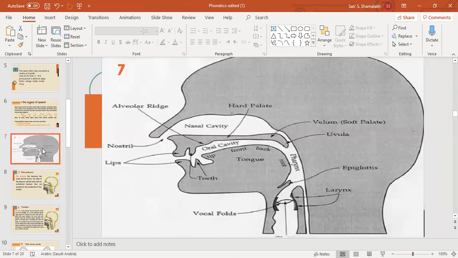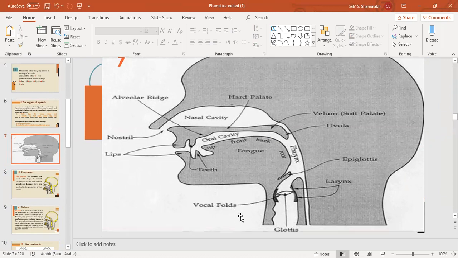Okay, here are the organs of speech. Let's start from down, the vocal cords. What are the vocal cords? الأحبال الصوتية. The space between the vocal cords, it means, is called glottis.